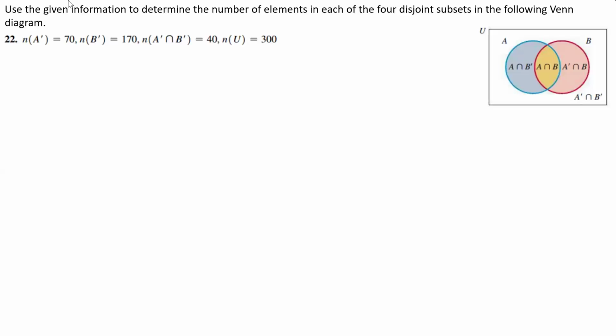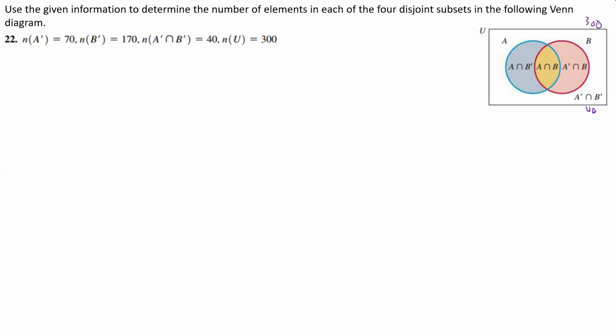All right, so here we have what's not in A is 70. What's not in B is 170. What's in A complement and B complement is 40, and the union is 30. Well, okay, so A complement, B complement, that means that this is 40. The whole thing is 300. So now we've got to start figuring out how we can go from there.